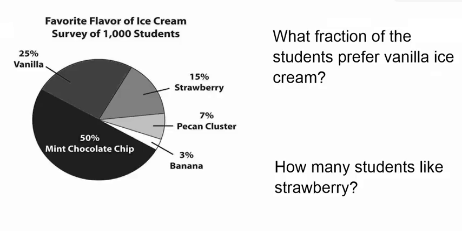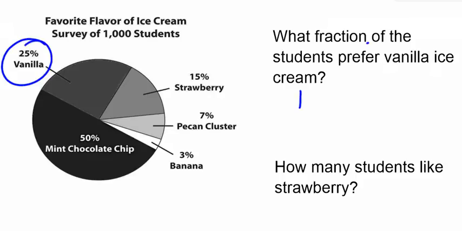Finally, we can talk about circle graphs or pie graphs as they are divided up. And so as we see, students definitely like ice cream. They love their mint chocolate chip, 50%. But we can use this data to help us understand what fraction of the students prefer vanilla ice cream. And so here we look at our data, we see 25%, so which fraction of the students?